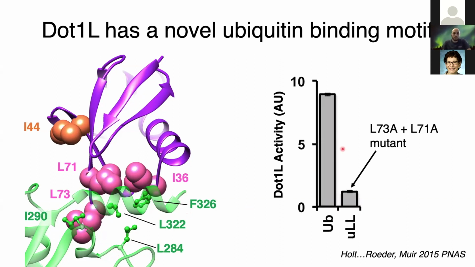And importantly, again, this binding surface of ubiquitin had been previously identified using biochemical screening, where Tom Muir's group in 2015 identified that these two leucine residues, when they are mutated to alanine, you completely lose Dot1L activity. So the interface that we found in our structure is in very close agreement with prior biochemical results.